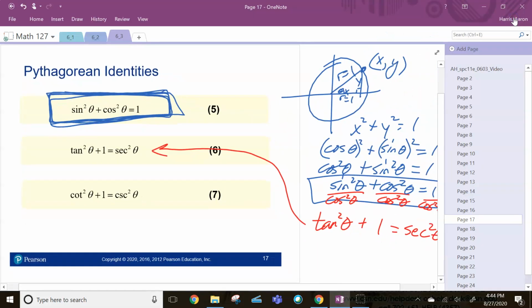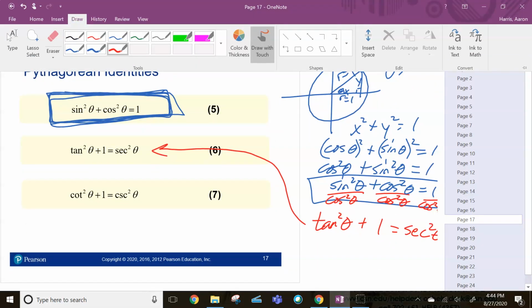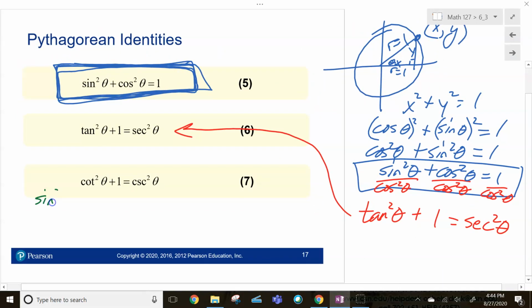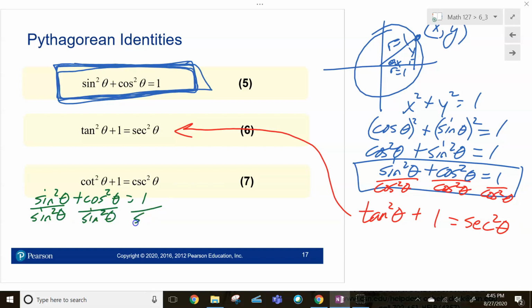Now what if you took that sine squared plus cosine squared equals 1, that money formula, and this time you divided both sides by sine squared? Now you got 1 plus cotangent squared equals what's 1 over sine? Cosecant. Okay, so there's that one.